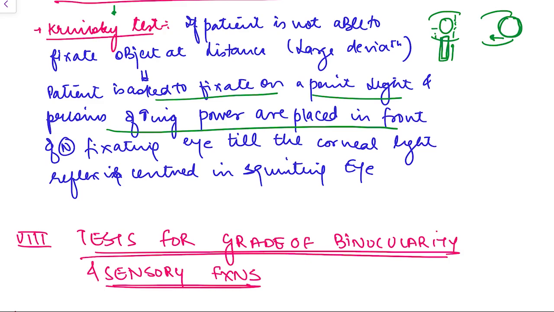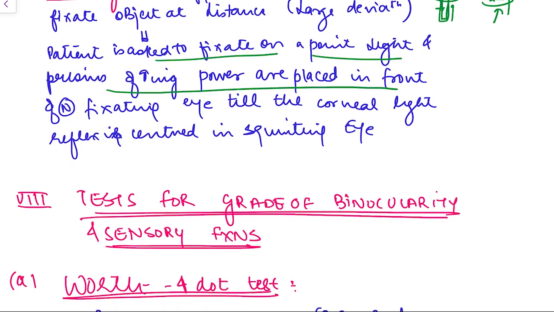So this eye will start moving towards this side, because we are placing high power prisms in front of the normal eye, and accordingly this eye will move towards this direction. If we shine the reflex on this eye, slowly the reflex will automatically fall in the center. Now we have to note the power of the prism at which the corneal reflex is centered on the squinting eye.